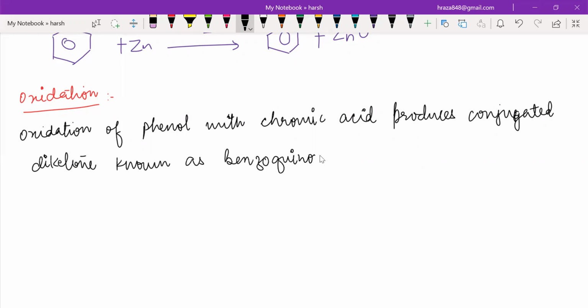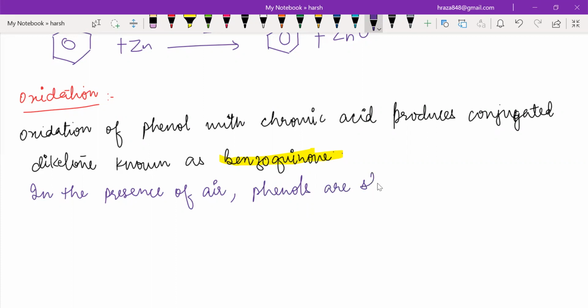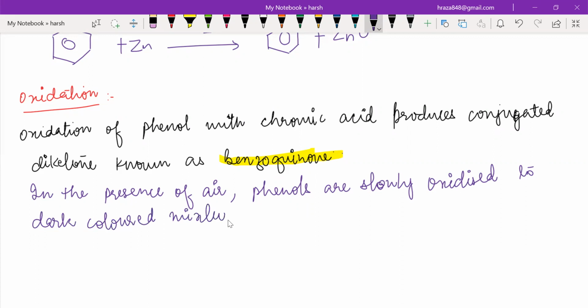Benzoquinone. It can be asked like, write the structure of benzoquinone, for 1 mark. In the presence of air, phenols are slowly oxidized to dark colored mixtures containing quinones. So can you draw the structure of benzoquinone?